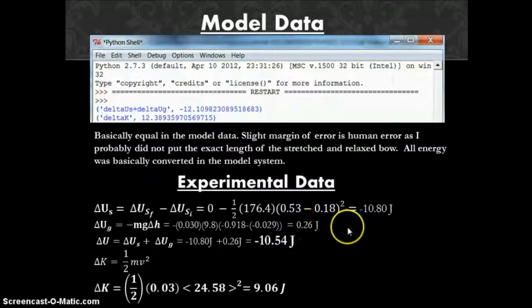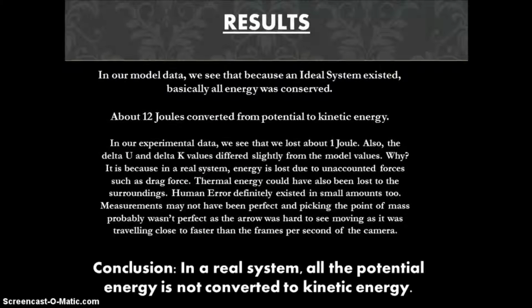So for the experimental data, we see that the total delta U is negative 10.54, and for the kinetic energy, we lost about a joule over. So why did we lose it? In our model data, we see that an ideal system existed because all the energy was conserved. In our experimental data, we see that we lost about a joule, and that the delta U and delta K values weren't the same as the model values.